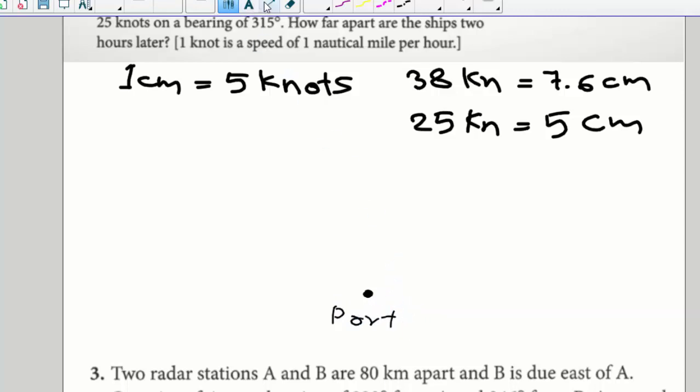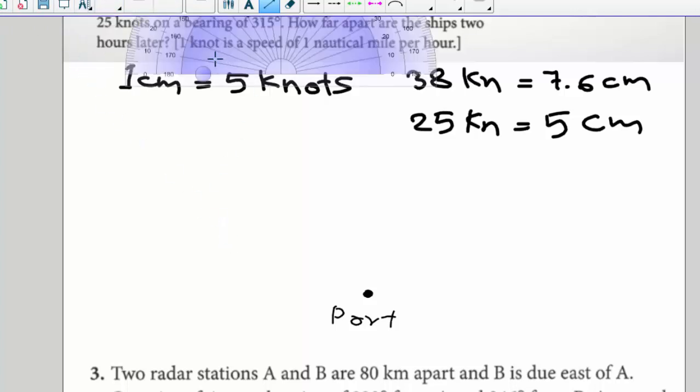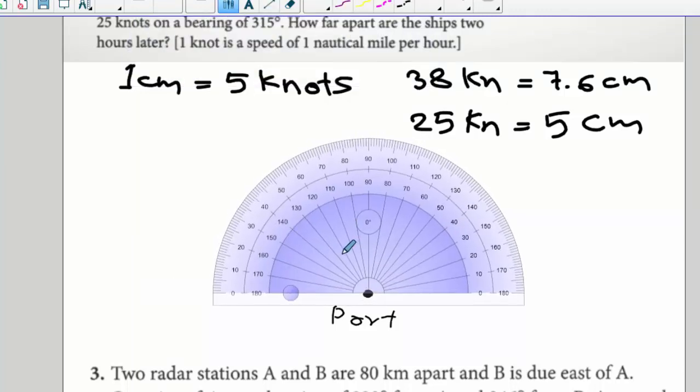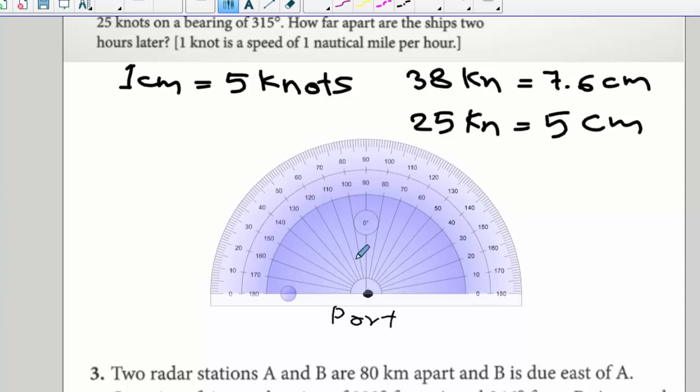Now we need the north of the port. To get the north, it's better to use a protractor if you don't have a grid paper. Okay, this is the point, and north is something exactly vertical on the point. So this is the north. Okay, now we need to mark an angle 42 degrees for the first ship.